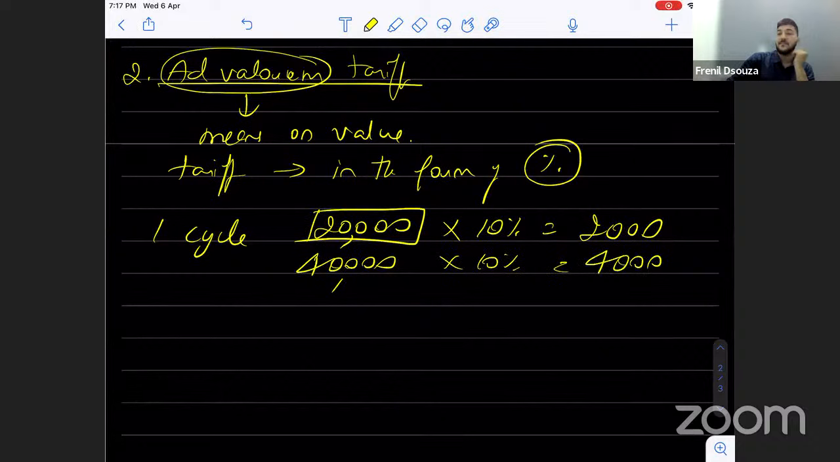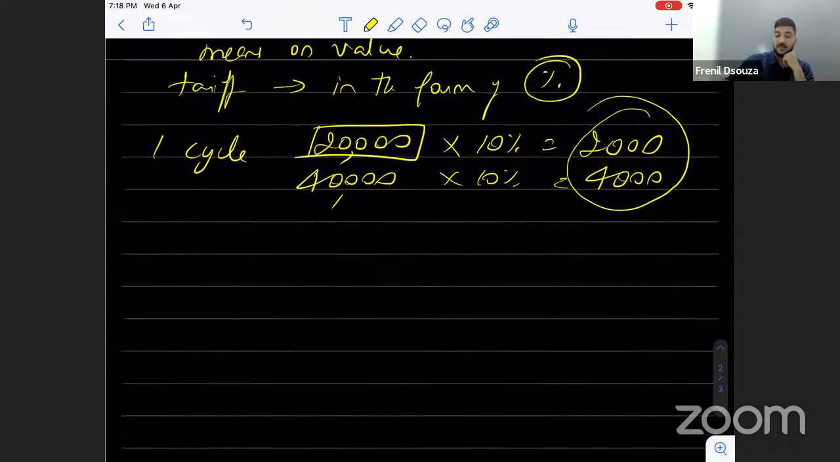Here, what will happen as the value increases? As the value increases, the tax collection of the government also will increase. That is one thing that you have to understand. And then there are other forms of taxes. Let us go ahead and learn the others.